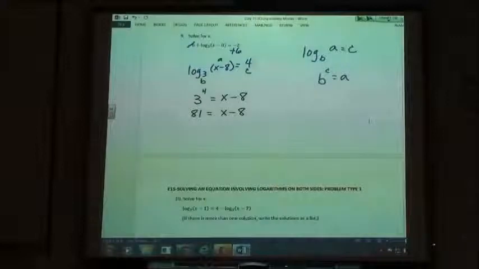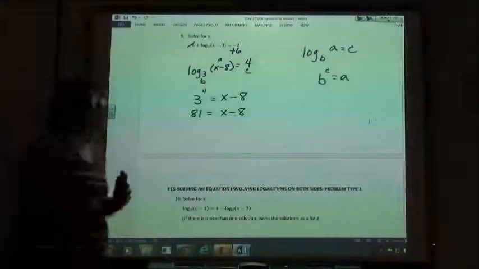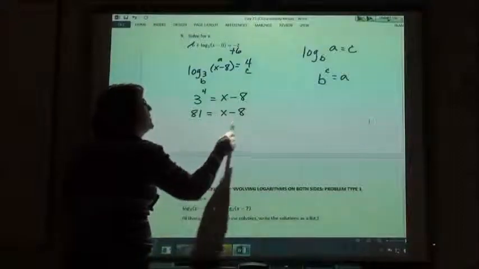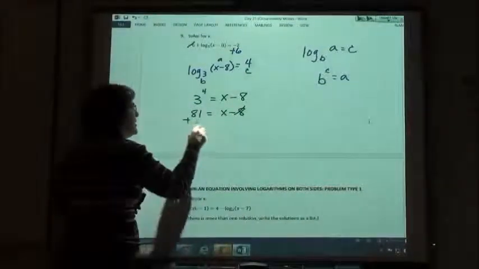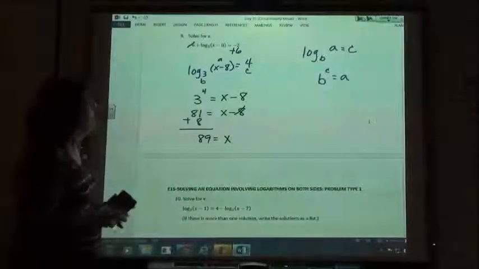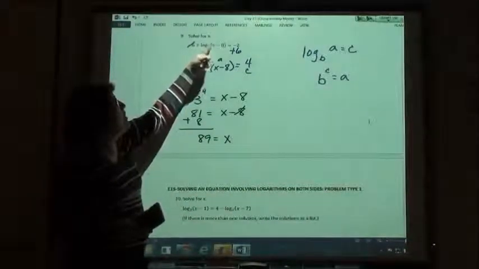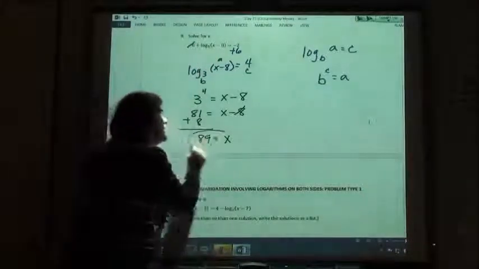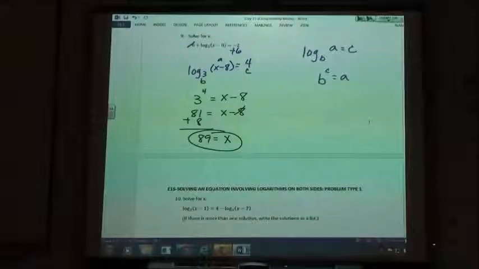Then what do we do to get x by itself? We'll make it positive 8, because the 8 is not right in front of the x, it's a minus, so I got to make it a plus. So 89 equals x. Now if I put 89 in here, I'm going to have 89 minus 8, which is 81, and it's positive, so this is going to be okay. I can do the log of a positive number, but not a negative number, so 89 is going to be my answer.